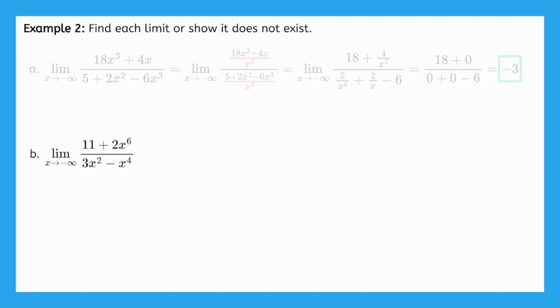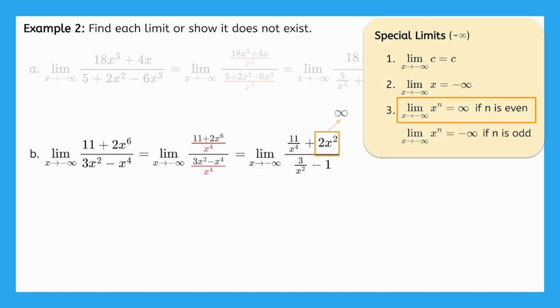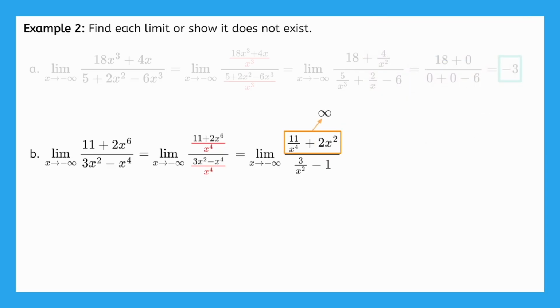Now the second limit. We divide numerator and denominator by x to the fourth, which is the highest power in the denominator, and then simplify the result. As x approaches -infinity, both these terms go to 0, and the 2x squared, due to the even degree, goes to +infinity. Therefore, the entire numerator goes to +infinity, and the entire denominator goes to -1. Because of the division by -1, this quotient ends up going to -infinity.